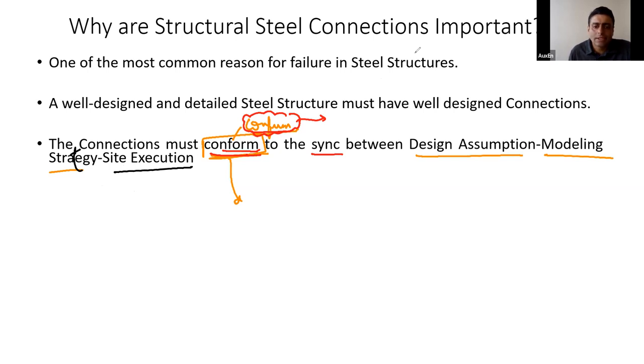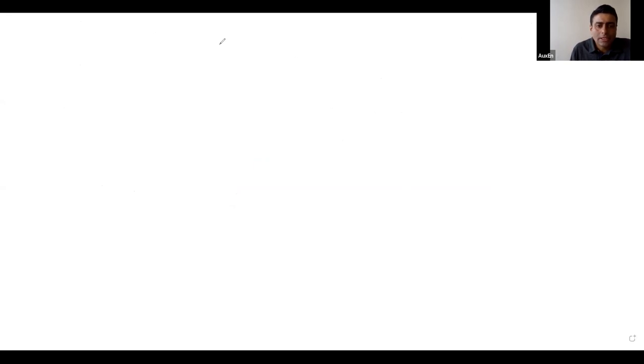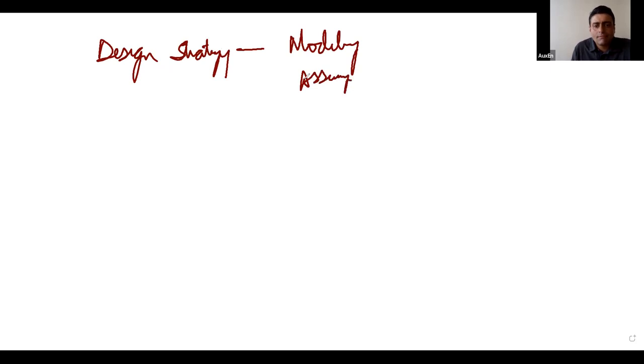Let us understand. I will explain this by taking you to the whiteboard. What I'm saying is that the connections have to conform to the sync between design strategy, modeling assumption, and site execution. I have given this example earlier also, but let us repeat it once again.